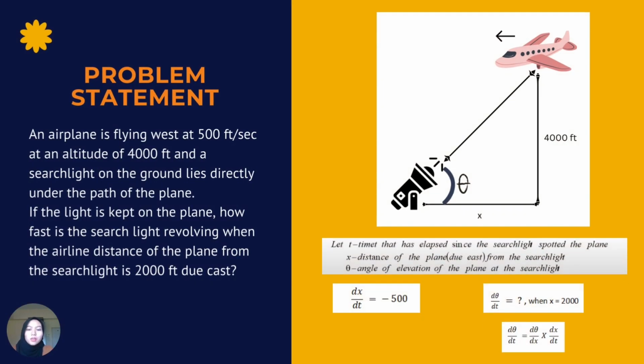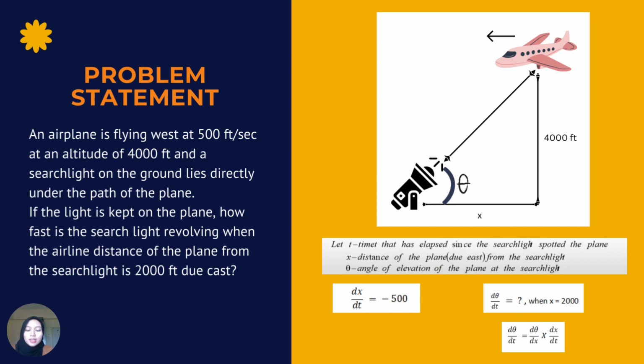Okay, so the problem statement is: an airplane is flying west at 500 feet per second at an altitude of 4,000 feet, and a searchlight on the ground lies directly under the path of the plane. If the light is kept on the plane, how fast is the searchlight revolving when the airline distance of the plane from the searchlight is 2,000 feet due east? In the question, it has given x. So, x means the distance of the plane from the searchlight, and theta means the angle of elevation of the plane at the searchlight.